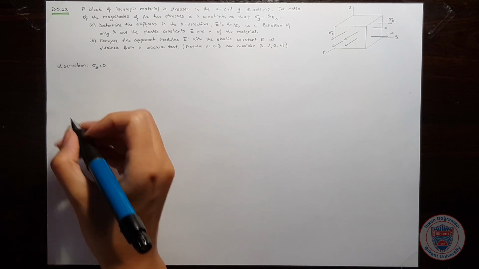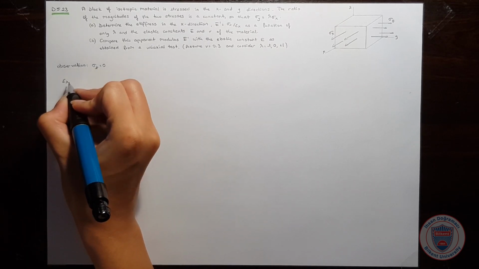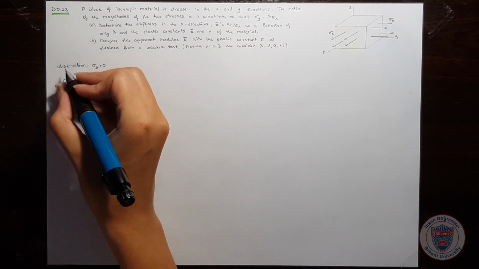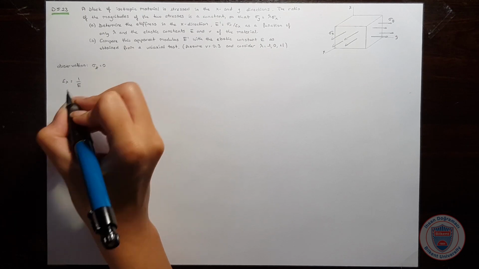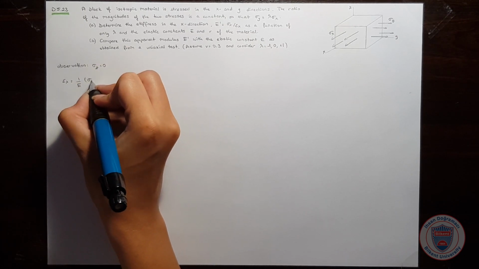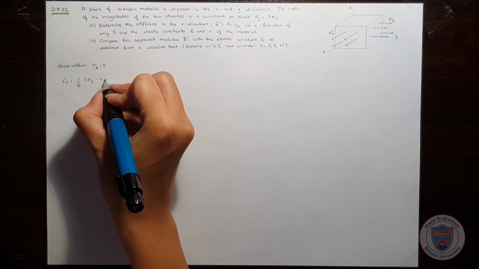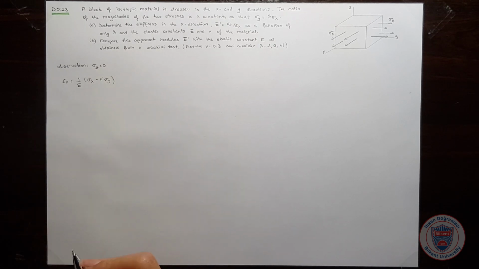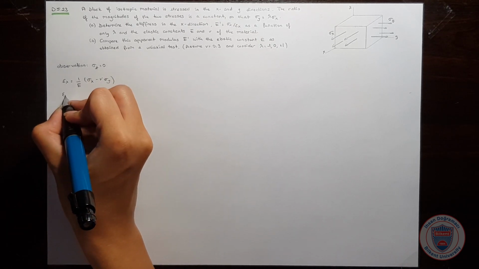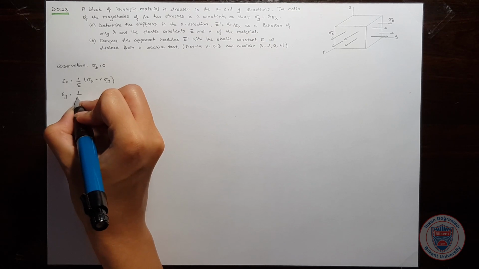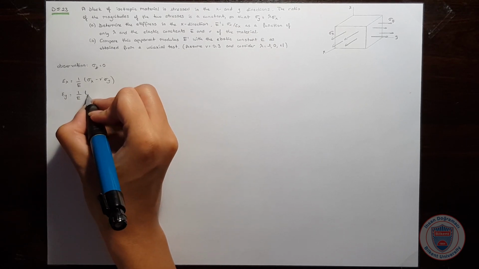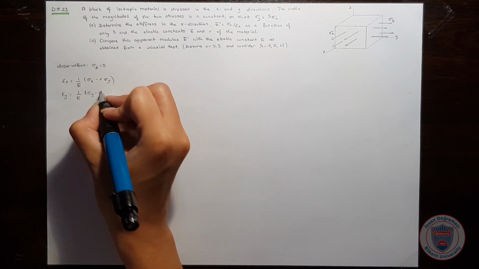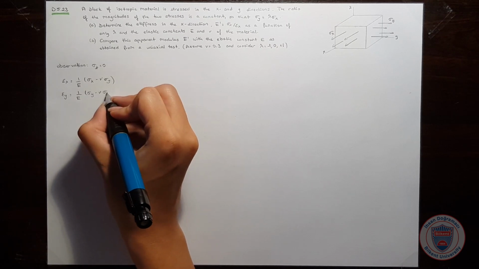Since sigma z is 0, we will write epsilon x as 1 over E times sigma x minus Poisson's ratio sigma y. And we can write epsilon y as 1 over E times sigma y minus Poisson's ratio sigma x.